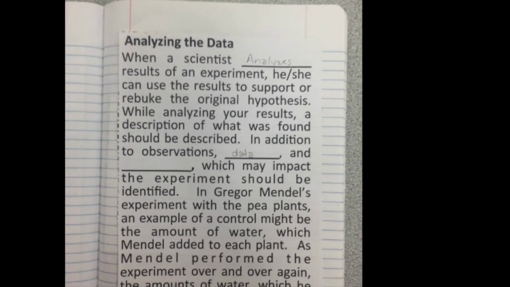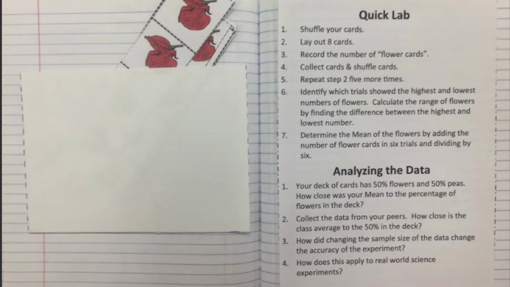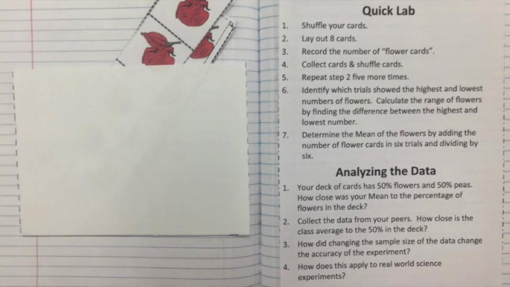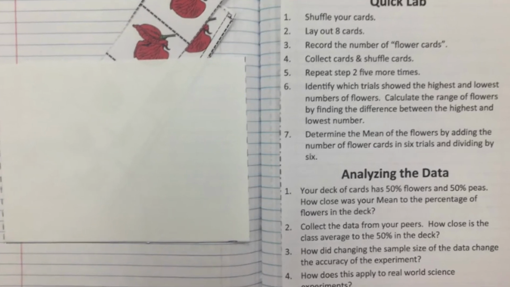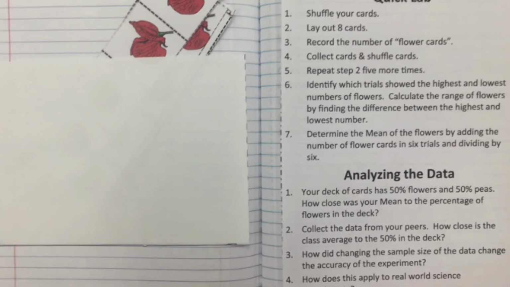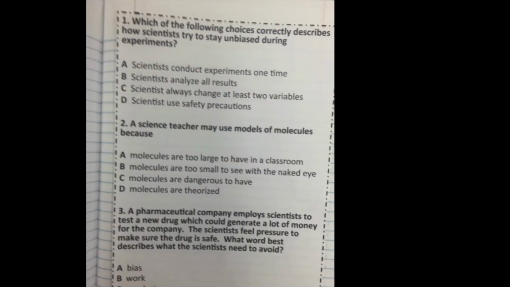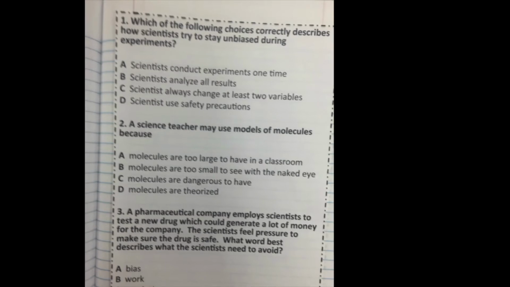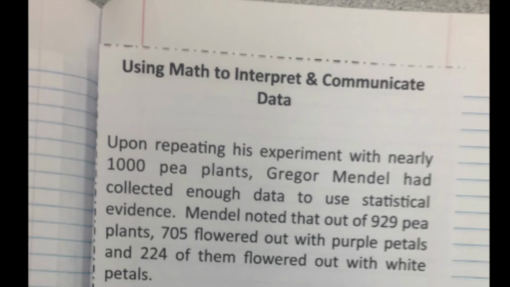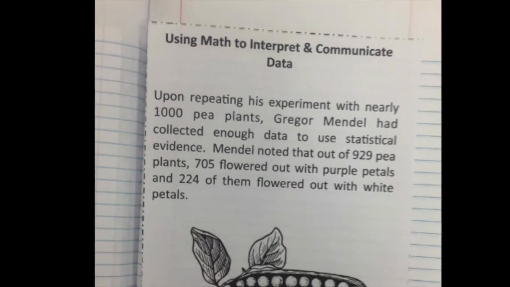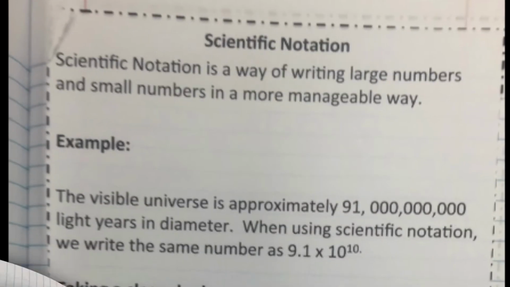and then finally what we do is we actually work in a quick lab. We actually provide what you need for the lab, and the kids can actually take and cut those out and put that into the pocket and follow the quick lab instructions and then analyze the data. In addition, we also have multiple choice questions that come with the scientific method notebook. And we also go over using math to interpret and communicate the data.